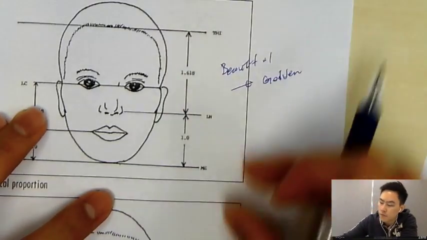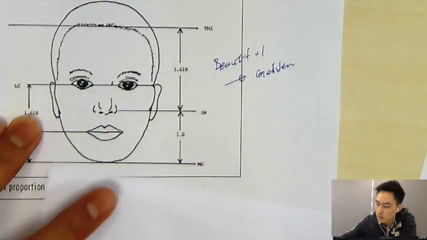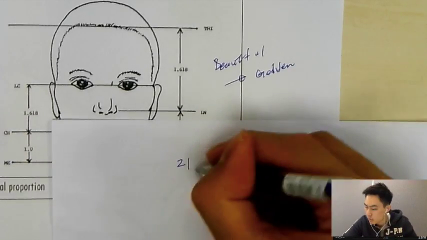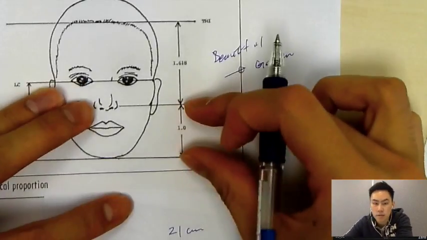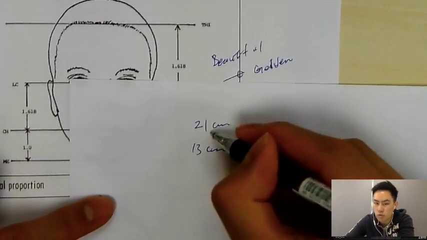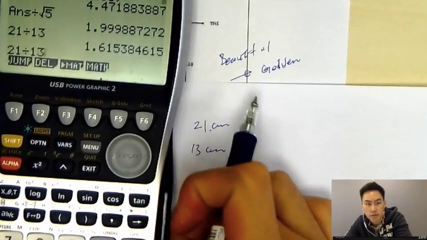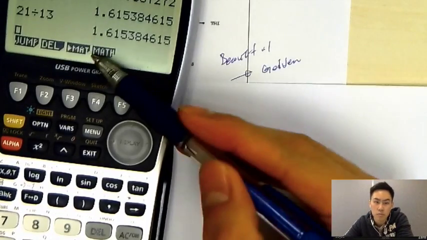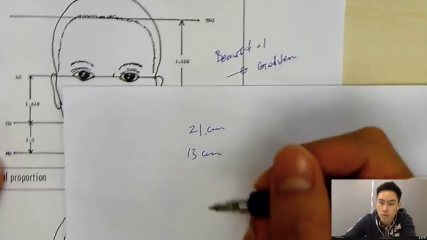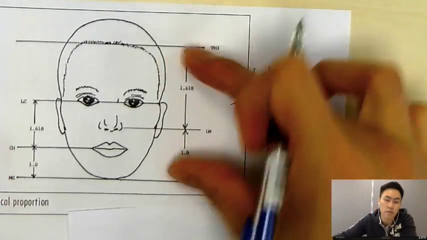So what does it mean? Let's say if you measure the distance between the forehead and the nose, maybe it's 21 cm, and then for here, nose to the chin, it's 13 cm. So basically 21 over 13, it will be very close to 1.618, right, so 1.615. But in the golden ratio, it will be exactly equal to 1.618. So that is the meaning of golden ratio.